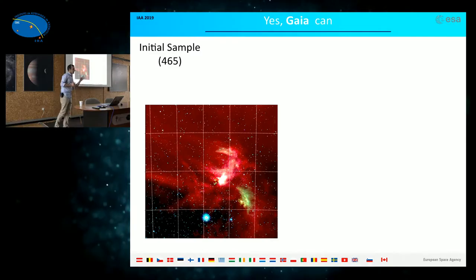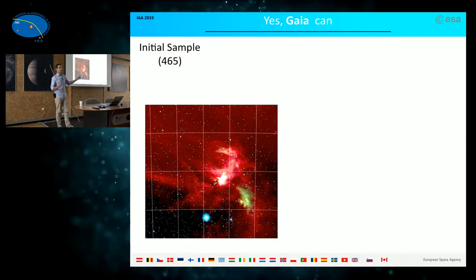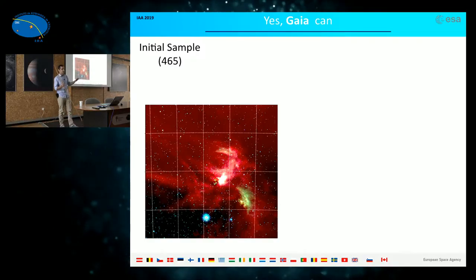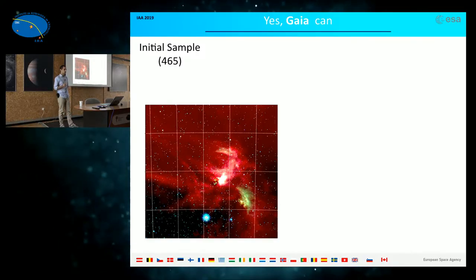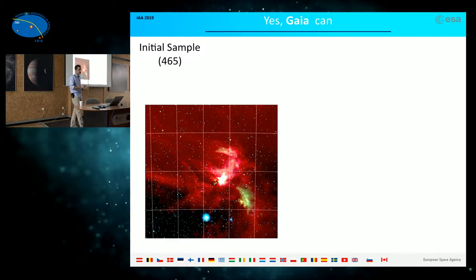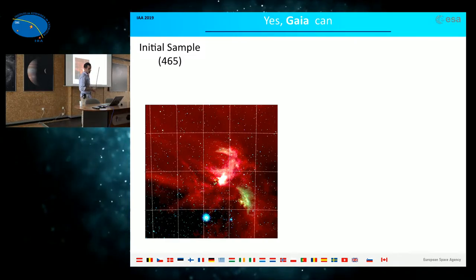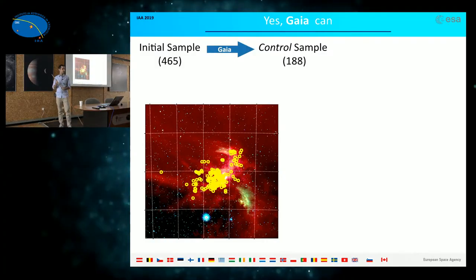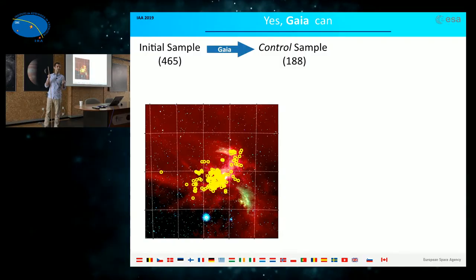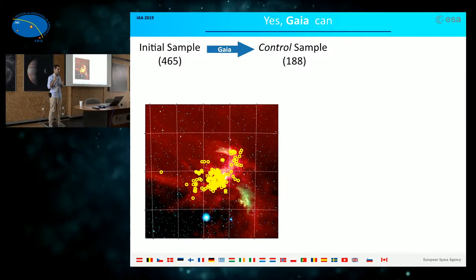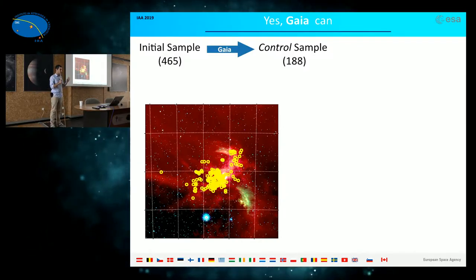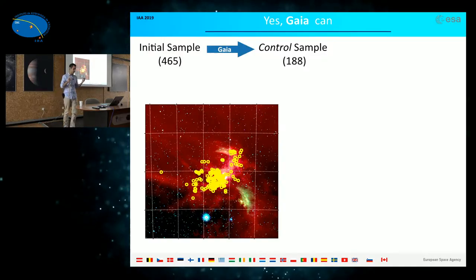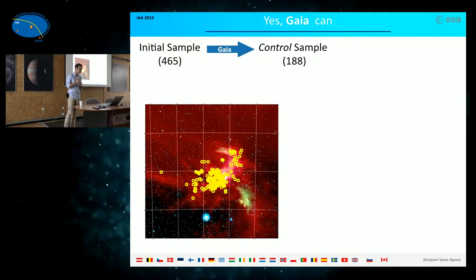Now, having that initial sample, I cross-match against Gaia. Not all the members in that sample are included in Gaia because they are either fainter or redder, so not all of them were there. And most importantly for me, some of them were actually not part of Ophiuchus, and that I could learn only by looking at the Gaia data, because their astrometric properties weren't actually telling me that these objects belong to Ophiuchus.